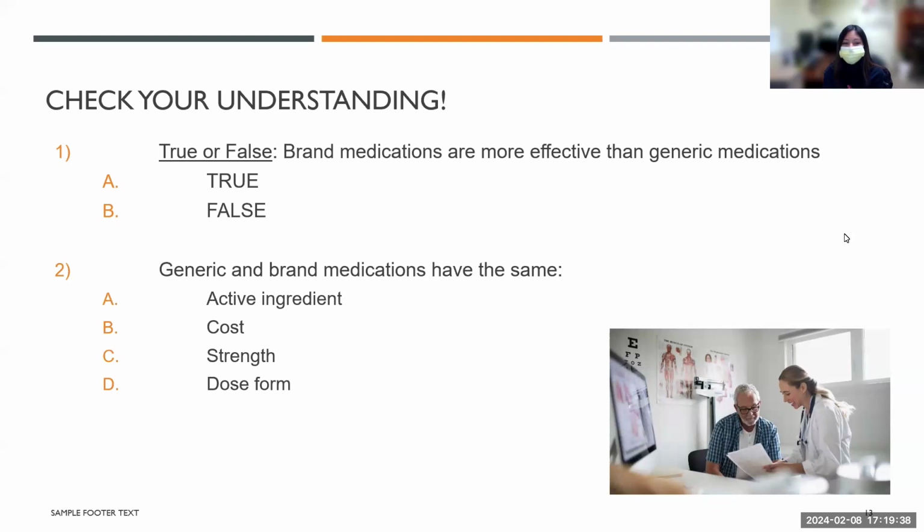Okay, so the only thing that is not the same is cost. The generic drug is going to cost less than the brand drug, but they will have the same active ingredient. The strength is going to be the same in both, so the same dosage. The form also has to be the same. So if a brand medication is an oral tablet, for example, the generic form will be an oral tablet too.